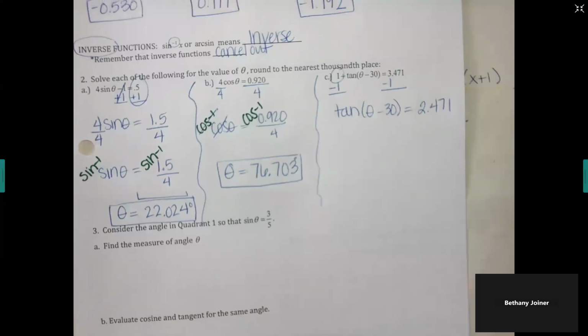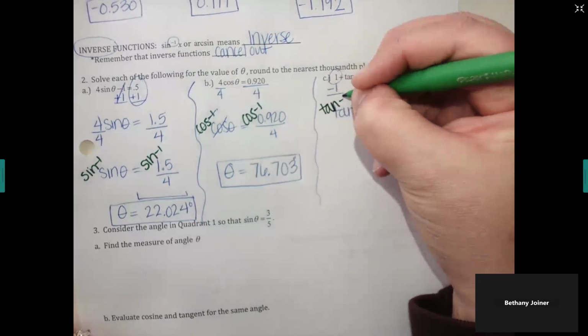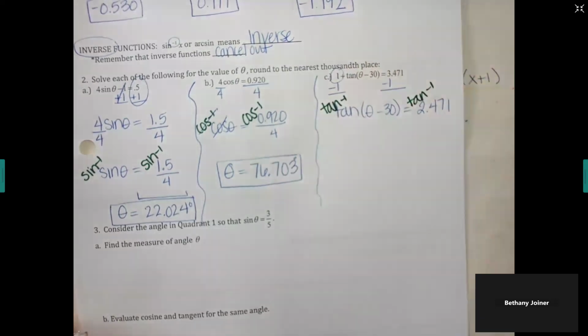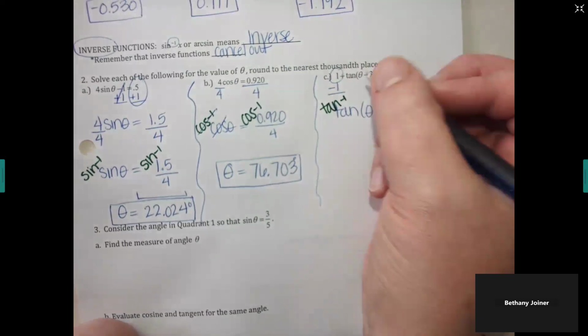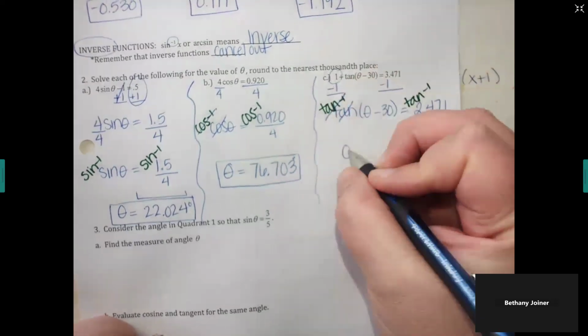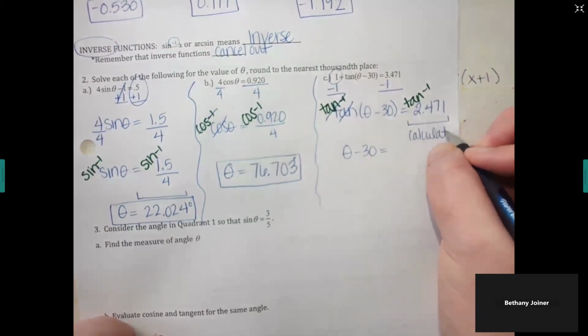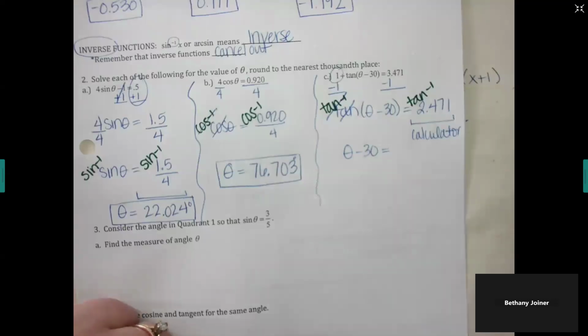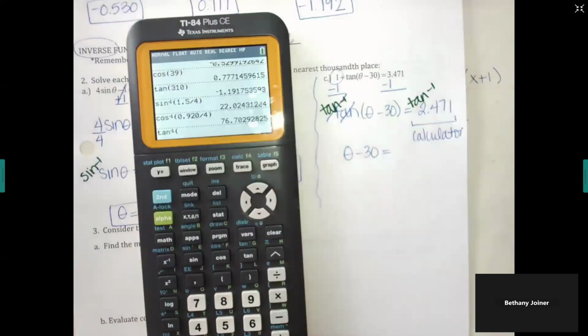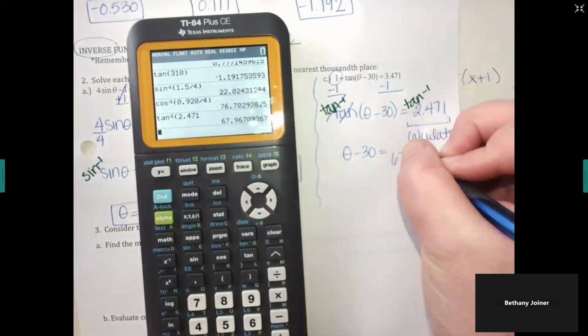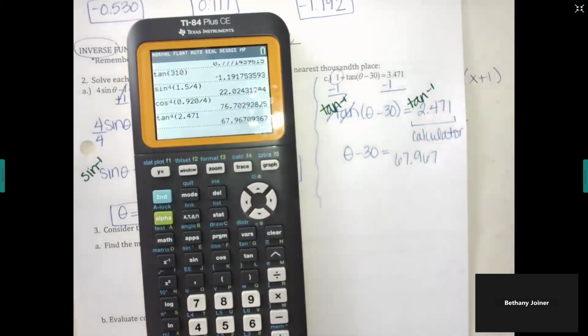Then from here, can I get rid of the minus 30 now? No, what has to go first? The tan. And remember, to get rid of tan, you'll use tan -1, or inverse tan is how you would say that. Remember, that's going to be second tan on the calculator. So that'll cross out my tangent. All I have left is theta minus 30 equals, and then we're putting that into the calculator. So second tan 2.471 gives me 67.967 degrees.